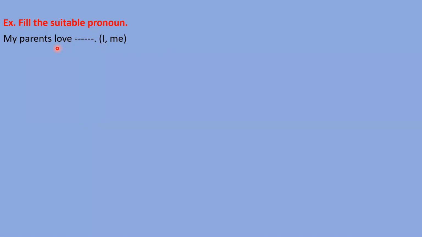Okay, so love is a verb here. We know that this word is a verb. So after the verb, we write objective case pronoun. So me is objective case and I is nominative case. Nominative case we can also say subjective case. So here we have to write the word me, not I. That's why me is right here, I is wrong here.